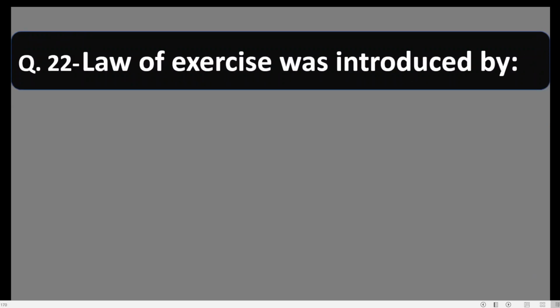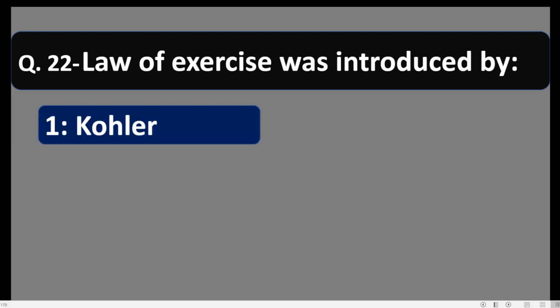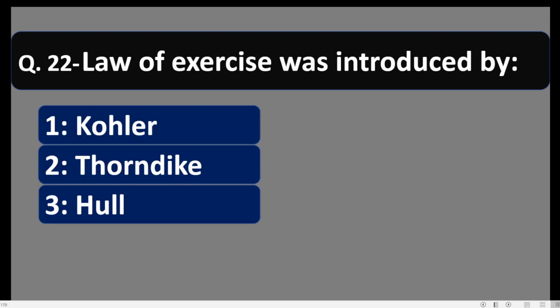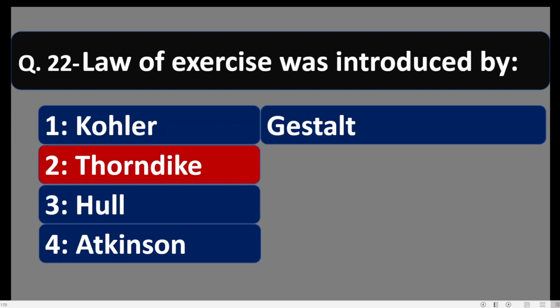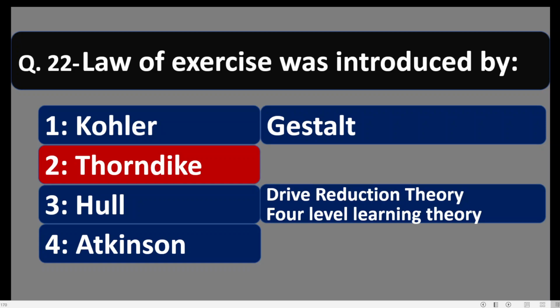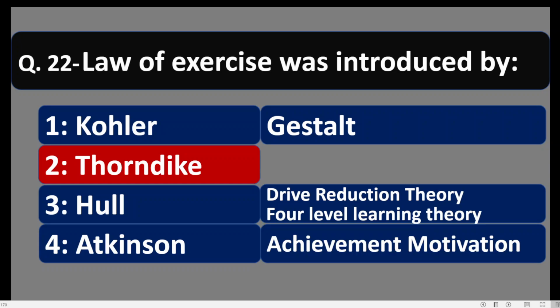Question 22. Law of exercise was introduced by Kohler, Thorndike, Hull, or Atkinson. Friends, the law of exercise was introduced by Thorndike. He has given two other laws also, which are the law of effect and the law of readiness. So the correct answer is Thorndike. Kohler is associated with Gestalt psychology. Hull has given the drive reduction theory, also known as the four-level learning theory.